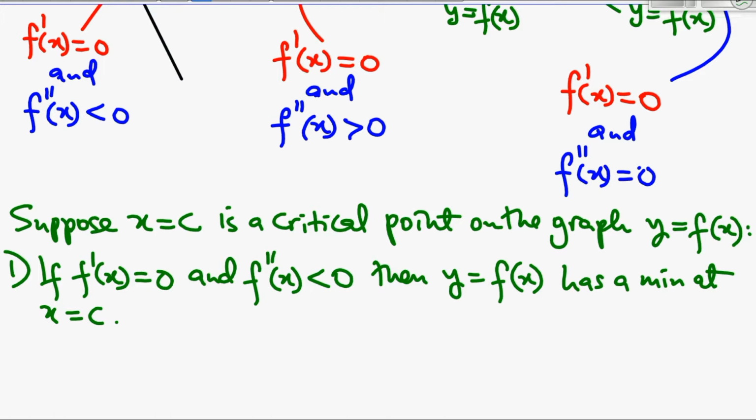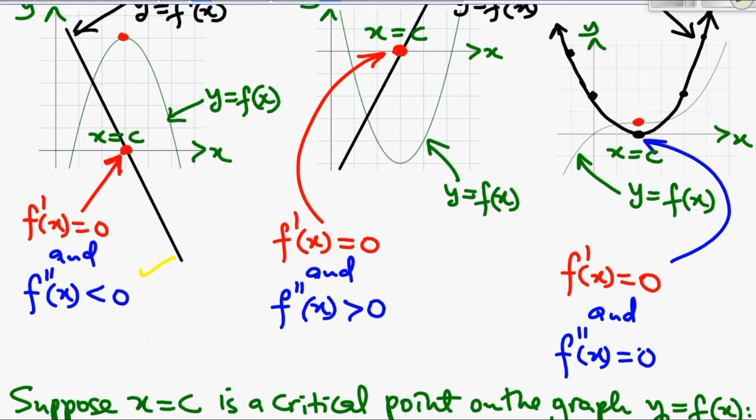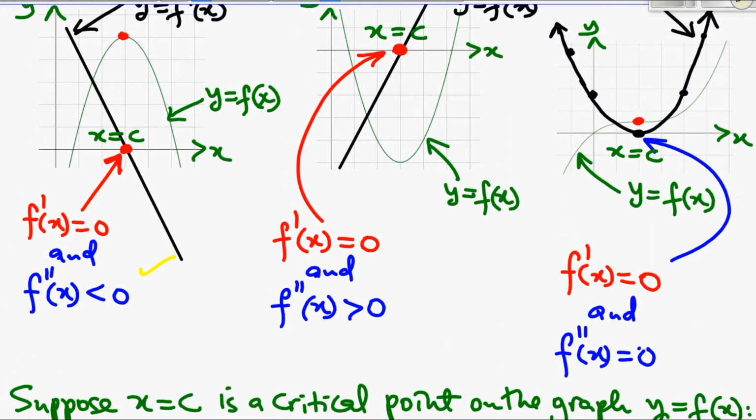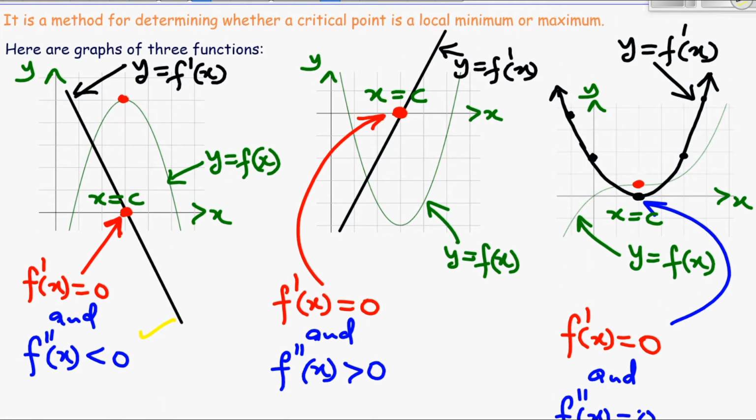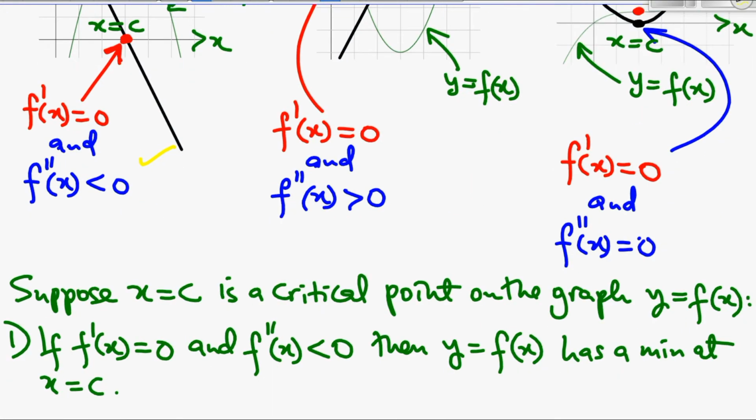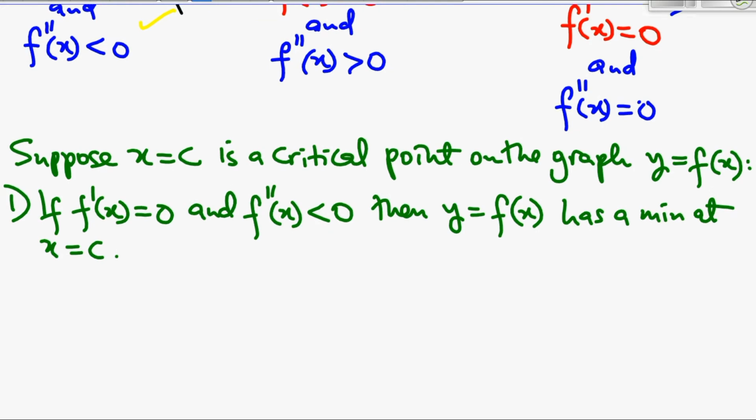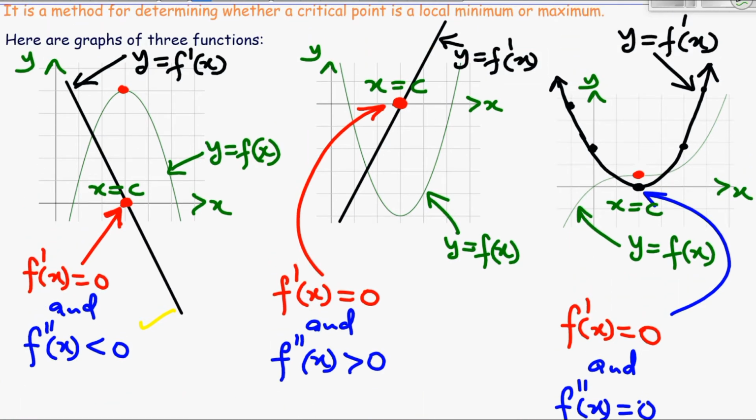And that is the first case that we have here. We can see that the first derivative is equal to 0 at x equals c. And we can also see that the second derivative, the gradient of this straight line, is less than 0, which means we have a minimum point. Now, how about the second case? Look at the second case. What do we have? We have the first derivative equal to 0 and the second derivative greater than 0. Then what do we have?